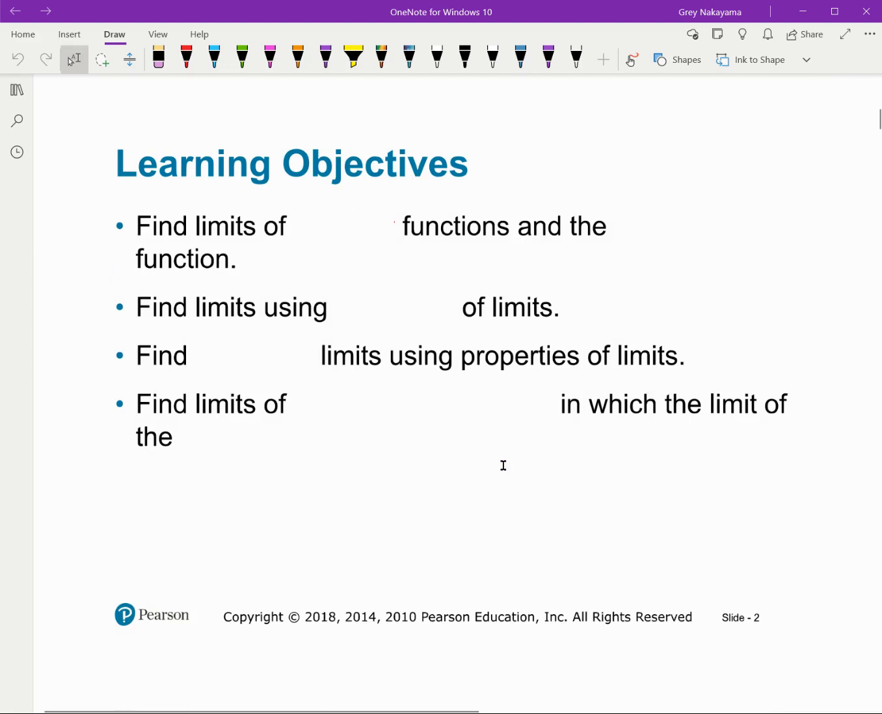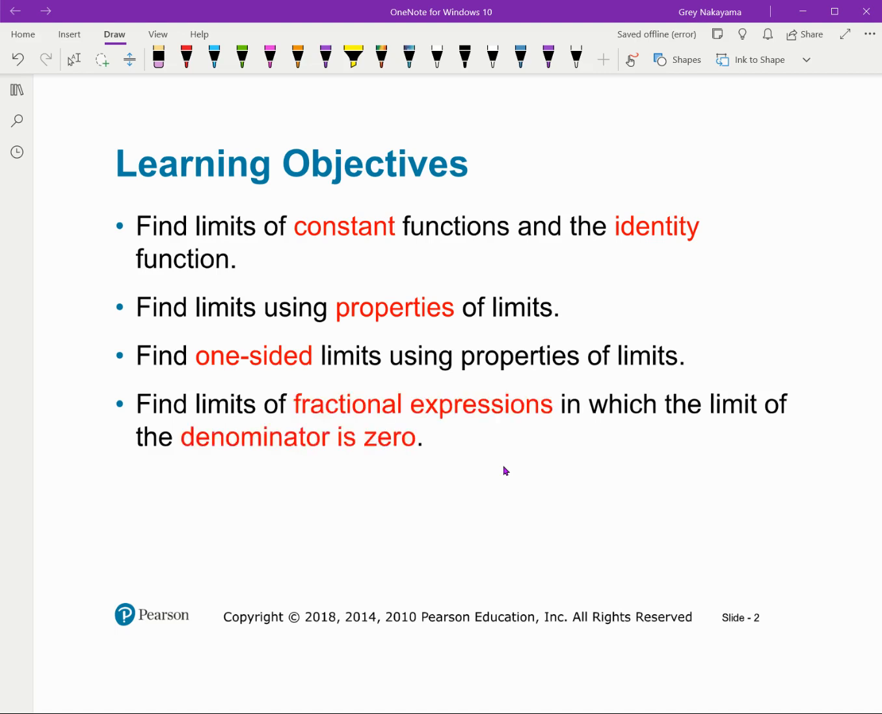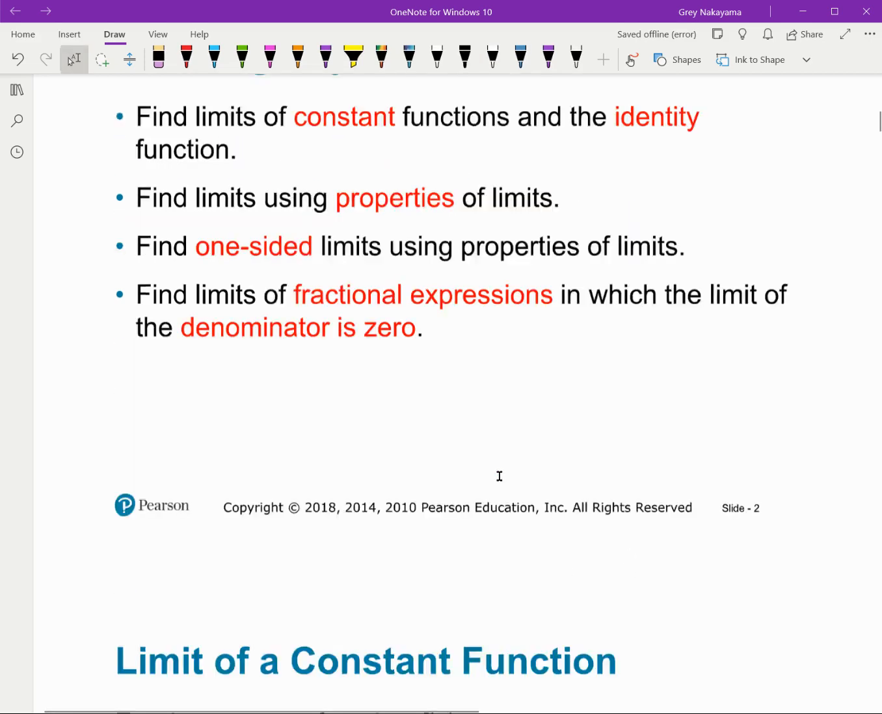So, in this video, we are going to cover finding limits of constant functions and the identity function. We're going to find limits using properties of limits. We're going to find one-sided limits, and we're going to find limits of fractional expressions in which the denominator is 0. Because I know you know by now that we cannot have zero in the denominator.